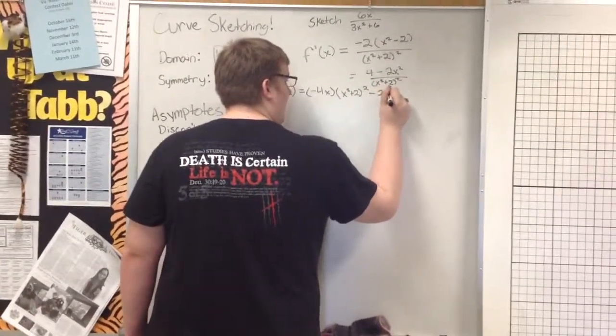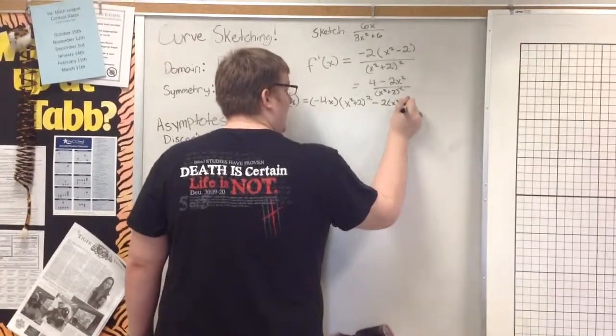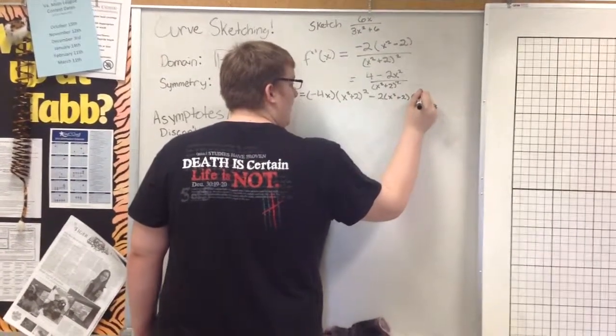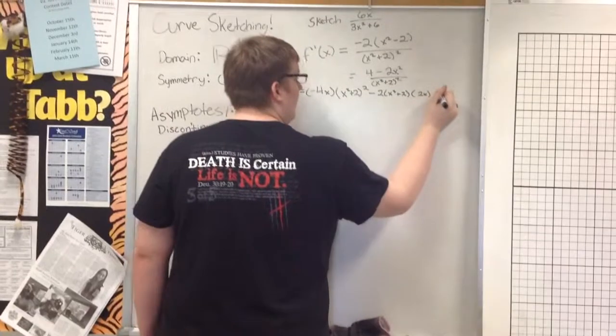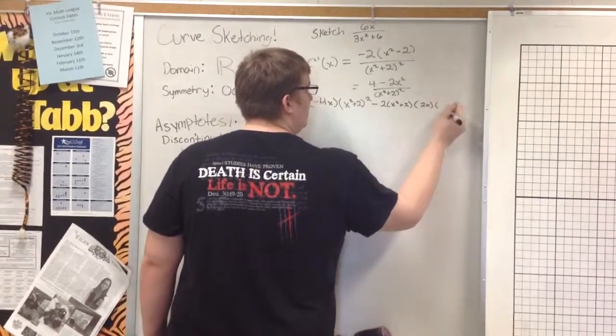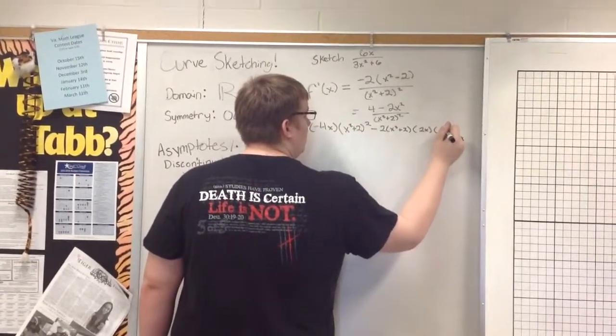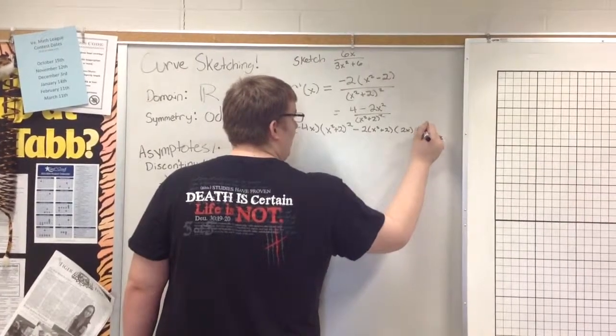Now that we found the first derivative, it's time for us to find the second derivative. We simply do this by taking the derivative of the first derivative, which we just found.